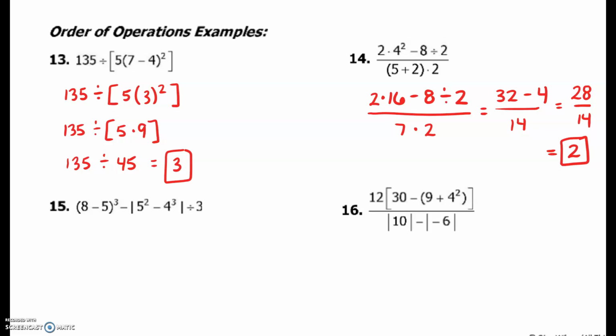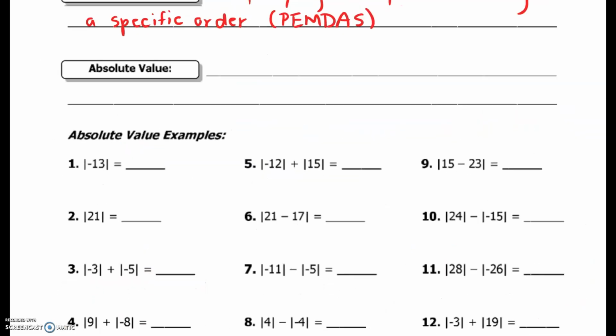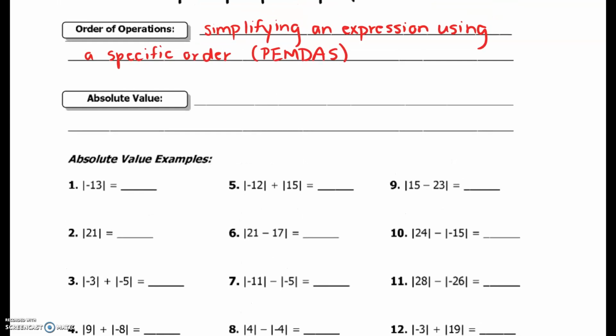Now, you will notice in 15 and 16, we get these bars that are in the problem, and they look a little bit similar to parentheses, but you'll notice they are just two straight lines. And those lines indicate the concept of absolute value. Some of you may remember absolute value as being always positive, and that's a good way to remember it, but the reason it is always positive is because it is actually the distance from 0 on a number line.